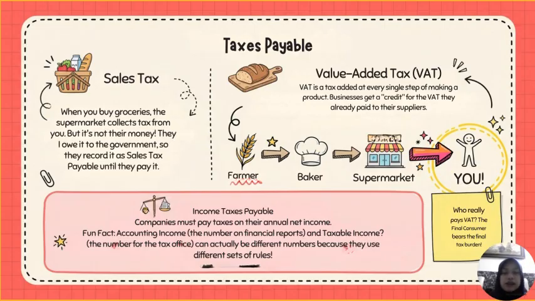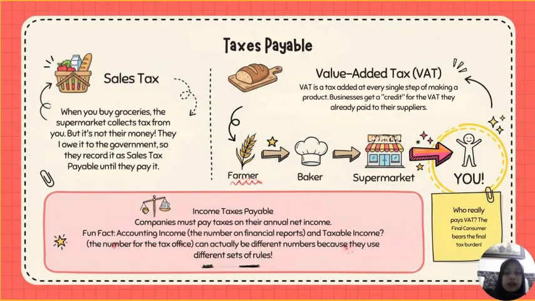And the third one is income taxes payable. So the bottom section is the explanation of that. Unlike sales tax or VAT, which depend on shopping, this tax is based on what the company earns. Companies must pay taxes on their annual net income, or their yearly profit.